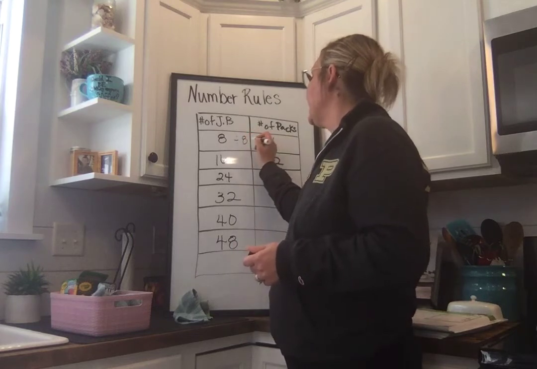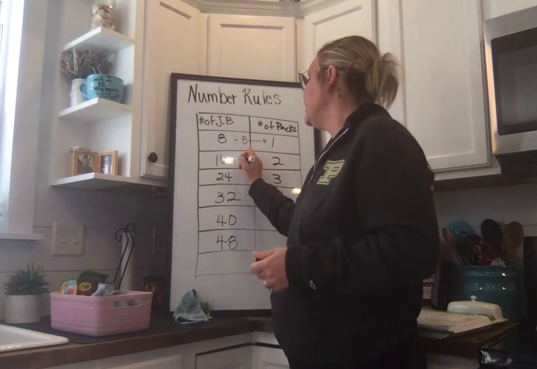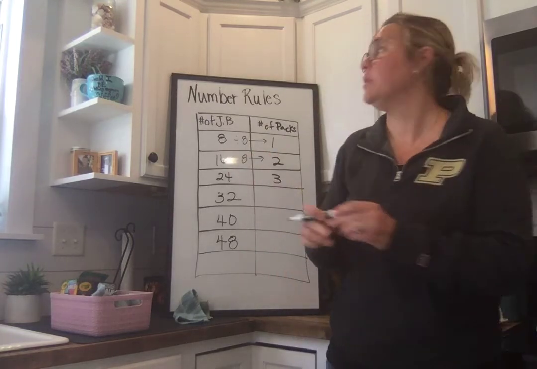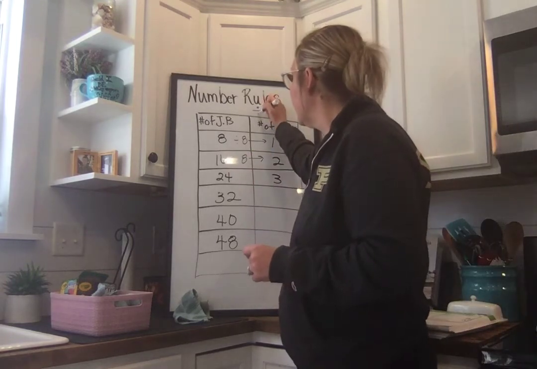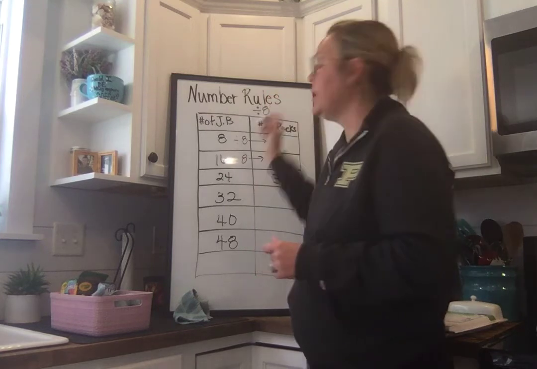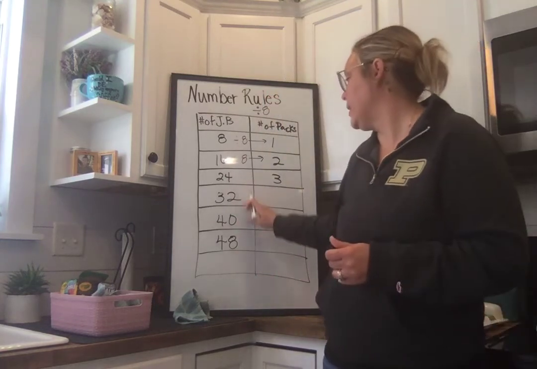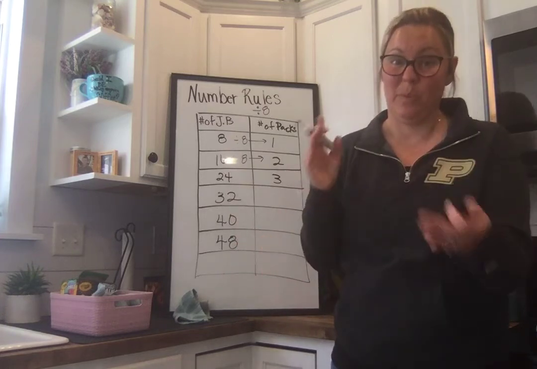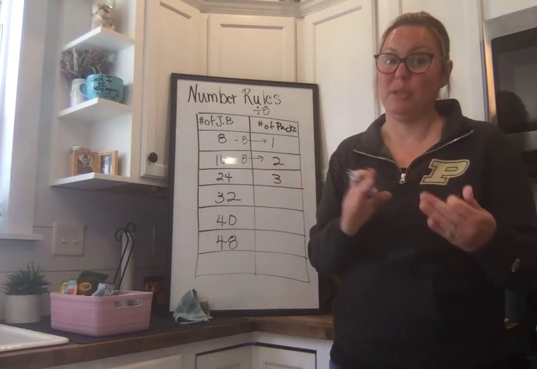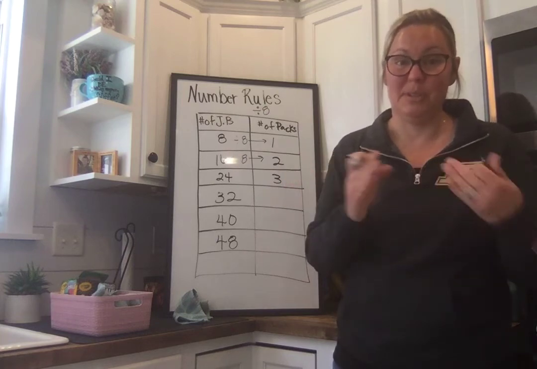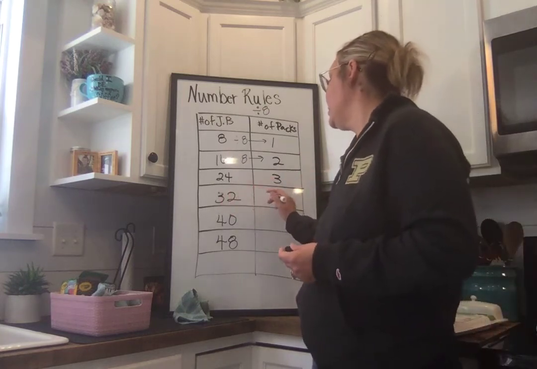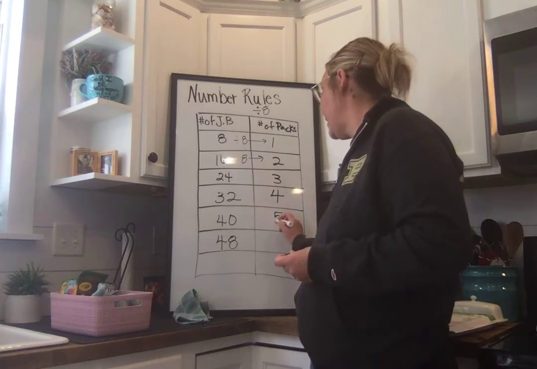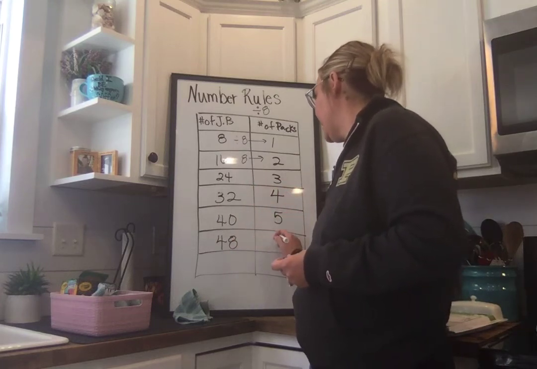8 divided by 8 equals 1, and 16 divided by 8 equals 2, right? Okay, so the rule for this problem and this chart is divide by 8. And when we come down here, and this is where knowing our multiplication facts comes in handy, right? Because when we see these numbers, we should be able to recognize that these are multiples of 8, okay? So 32 divided by 8 is 4, 40 divided by 8 is 5, and 48 divided by 8 is 6.